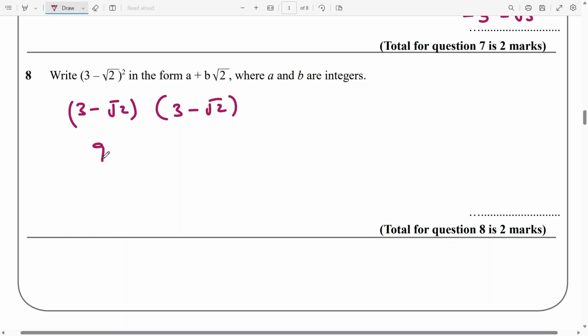So 3 times 3 is 9. 3 times minus root 2 is minus 3 root 2. Minus root 2 times 3 again is minus 3 root 2. And minus root 2 times minus root 2, that's going to be plus 2. And then 9 plus 2 is 11. And minus 3 root 2 minus 3 root 2 is minus 6 root 2. So we know that this is now written in this very form.